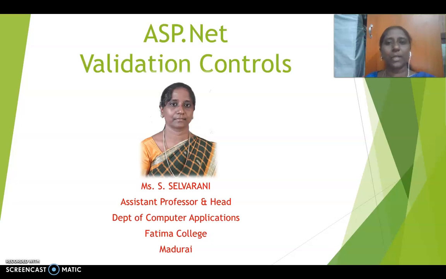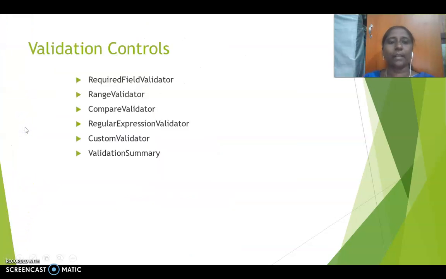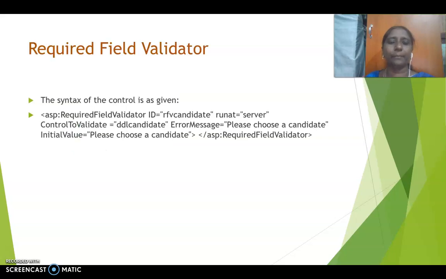Hi everybody, today we are going to see about ASP.NET validation controls. There are 6 types of validation controls available: required field validator, range validator, compare validator, regular expression validator, custom validator and validation summary. The first one is required field validator.